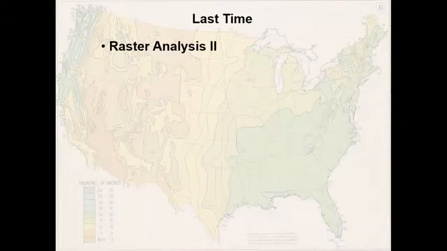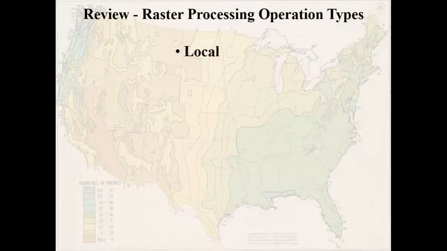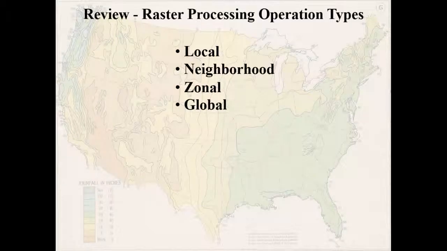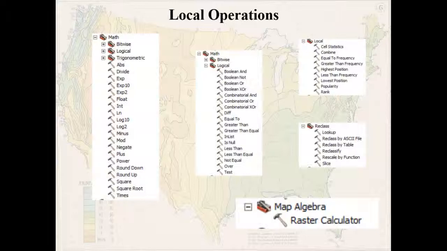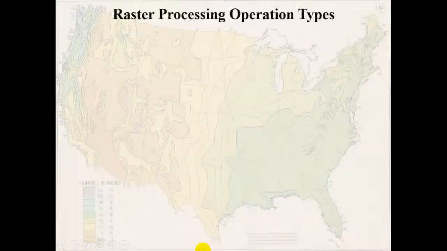Last time I talked about local raster analysis. Local scope is cell by cell. The answer only depends upon individual cells in one or more raster grids. Remember, there were 4 types of operations that we think about in raster: local, neighborhood, zonal, and global. This time I'm going to talk about neighborhood and zonal. All these local operations we talked about last time, bunches of things you can do, and you can use the raster calculator to combine or make different local operations. So that's all local operations.